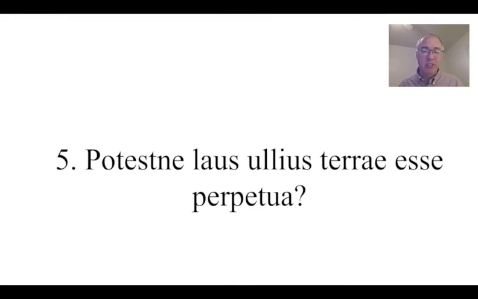Number 5. Potestne laus illius terrae esse perpetua. This just means it's a question. We can cast that off. Third singular present active indicative of the verb sum potes, posse potui. We expect a complementary infinitive, and here we have the present active infinitive. Is something able to be.